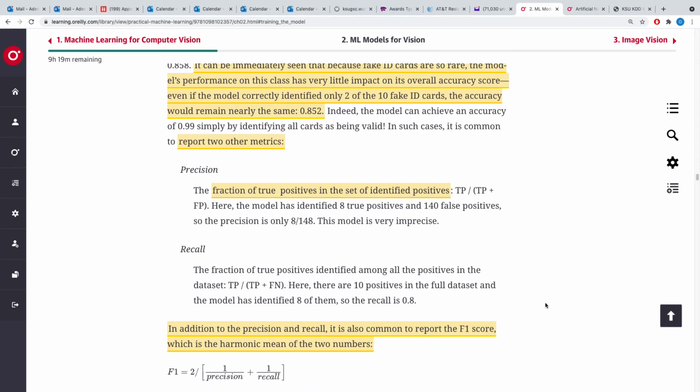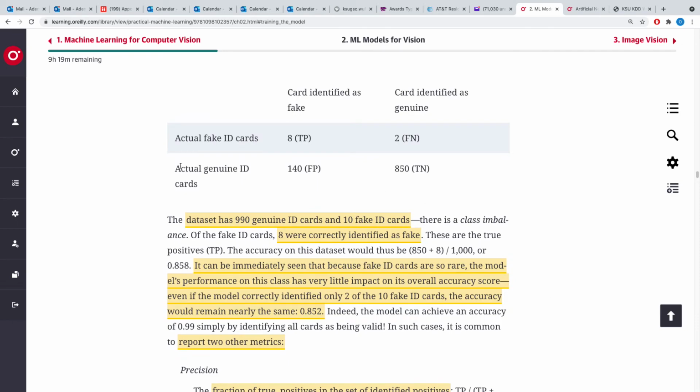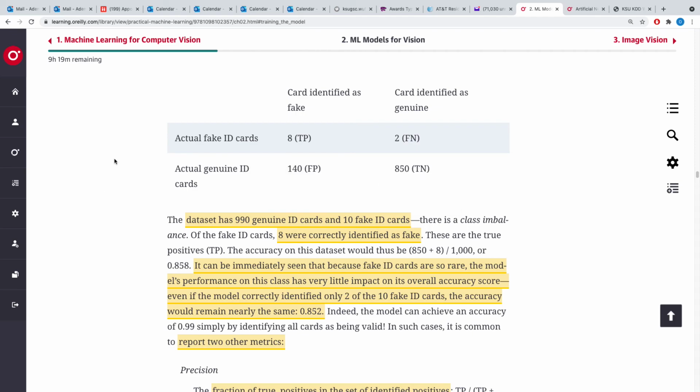One last thing before I leave: you see the confusion matrix here that talks about the actual fake and the actual genuine. The outputs of the model, that is what the model identified, are shown on the column, while the actual distribution in the data set is shown on the row.